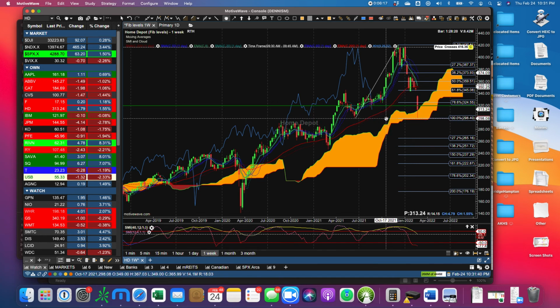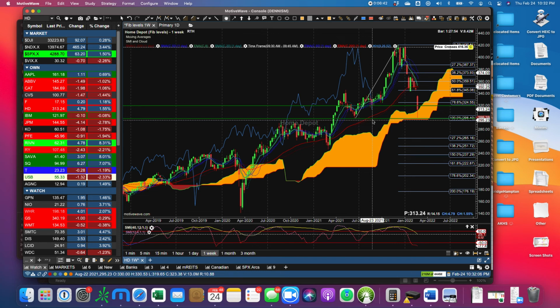So let's draw that green line right here, which is, by the way, you can see that it's 100%. So that would correlate with this point right here. But what I'm trying to point out is that where did the Chikou span stop today? It stopped on the 200. This dashed line is the 200 simple moving average.